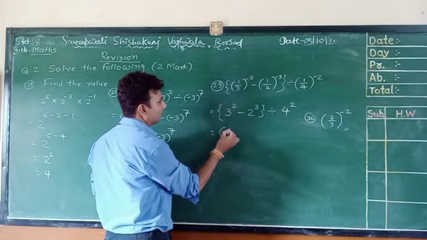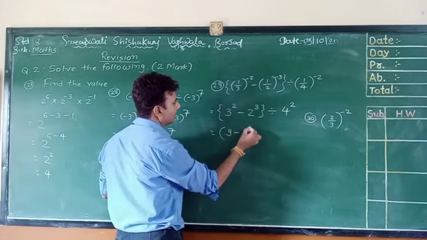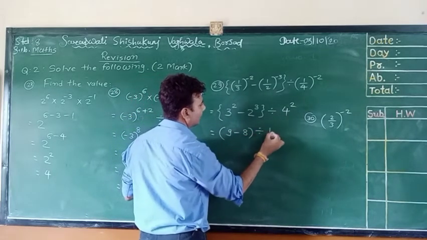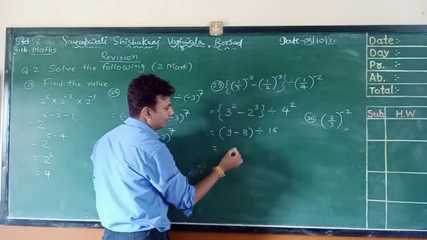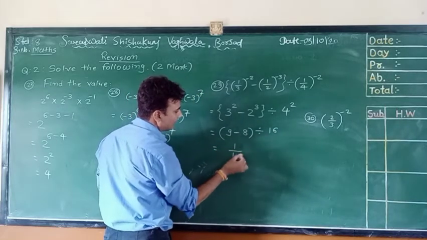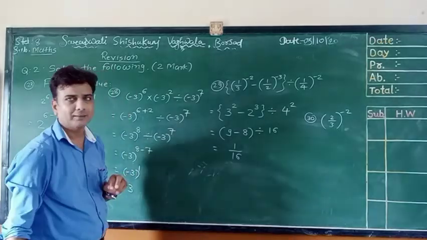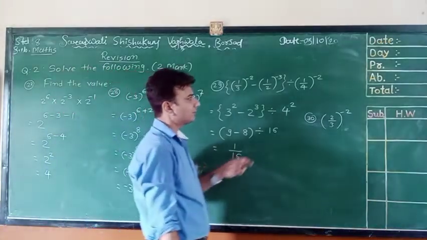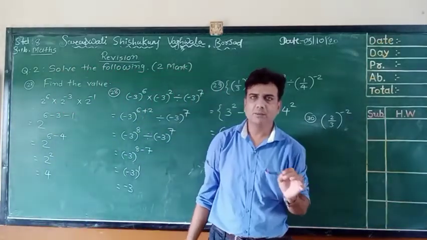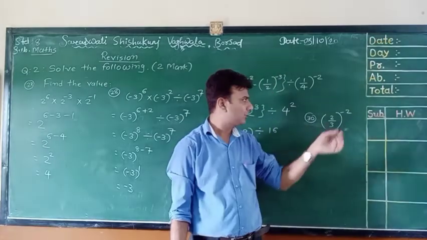Now 3 square is 9, 2 cube is 8, divided by 4 square is 16. 9 minus 8 is 1, and this divide means we can write 1 upon 1 by 16. Very easy sum. Now in question 30, 2 by 3 raised to minus 2.